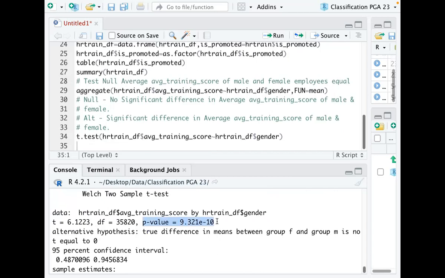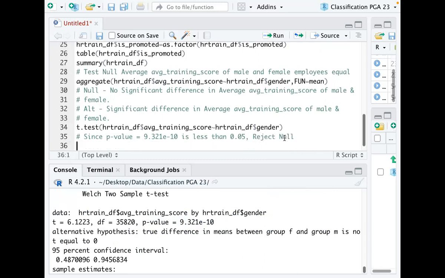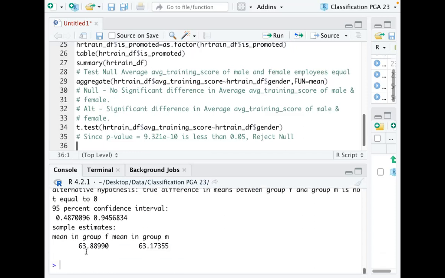Now, p value is less than 0.05. Reject null. Very small difference is there, but still it is a significant difference. See, 63.88 and 63.17.